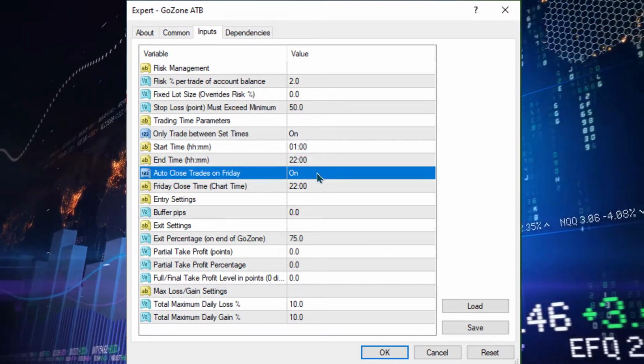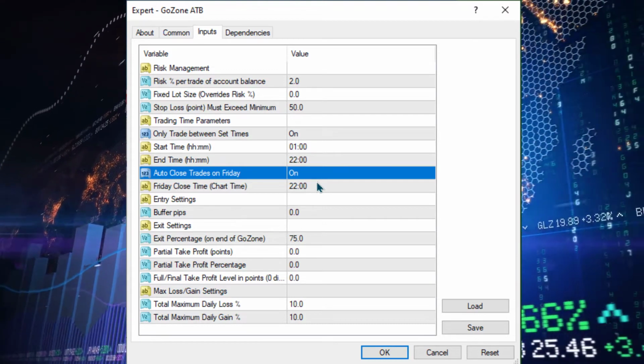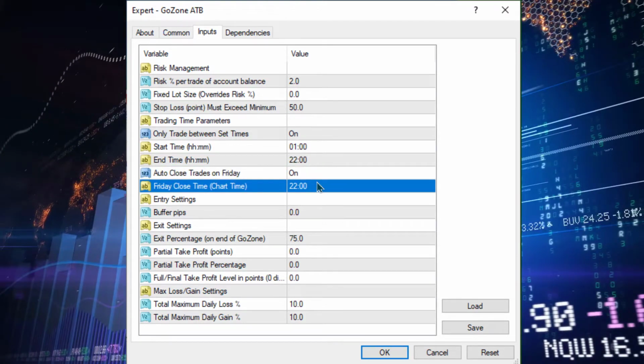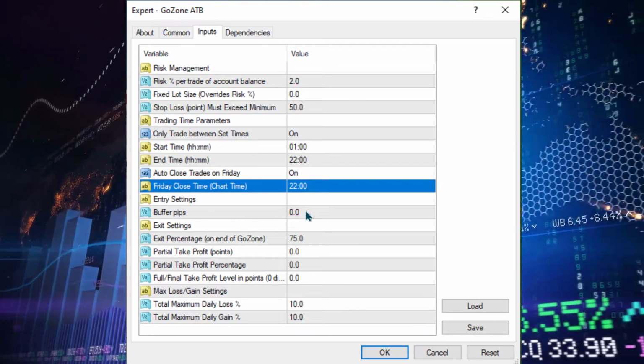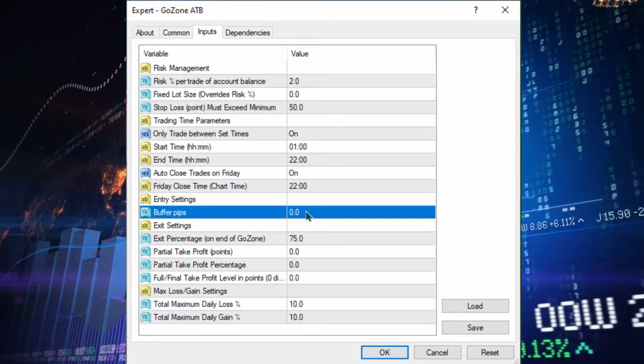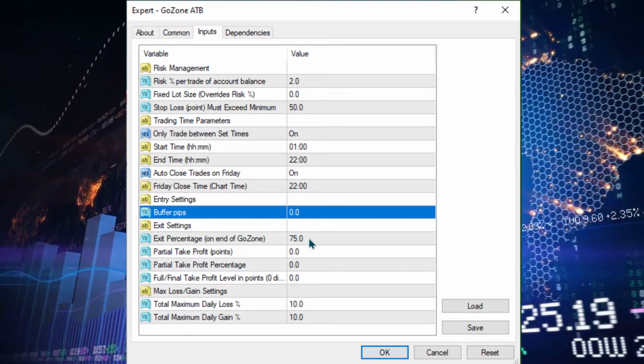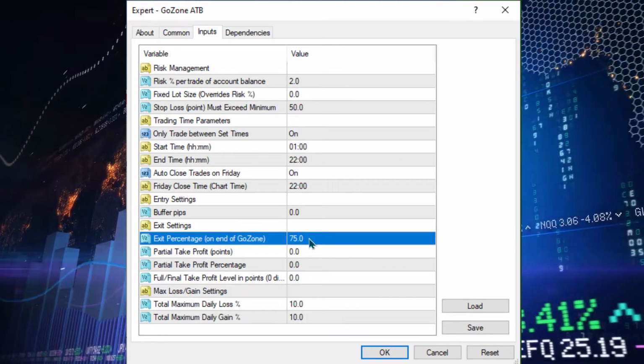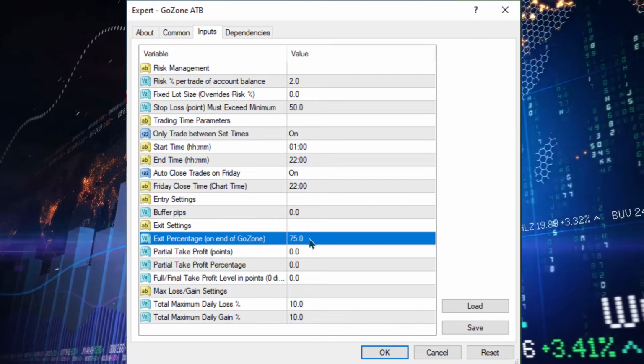I won't bother with these next fields since we are day trading and I'll be watching the charts the whole time. Buffer pips, I'm going to leave at 0 for a very quick entry. Upon exiting the Go Zone, the ATB will close out 75% of my trade.